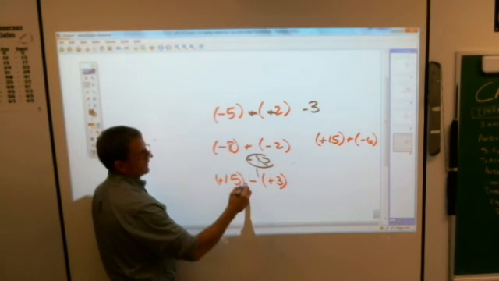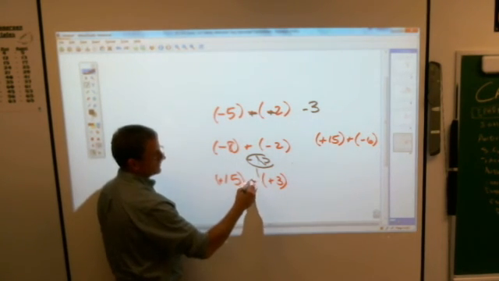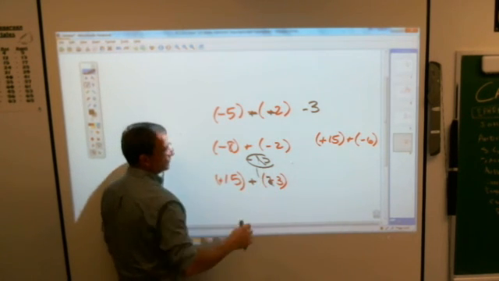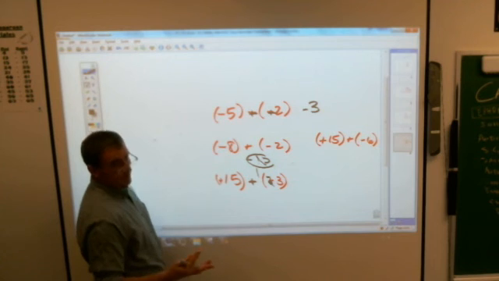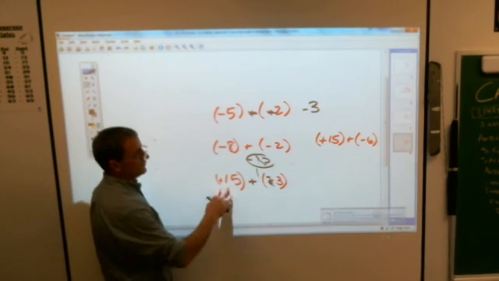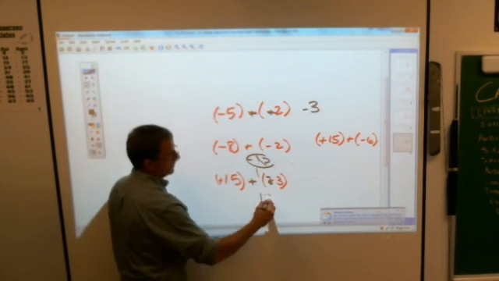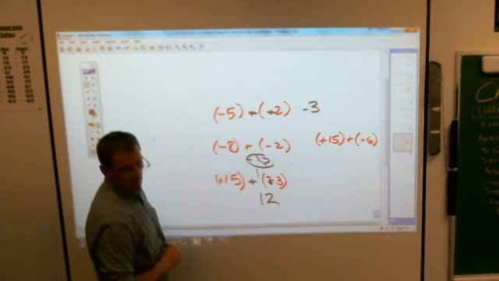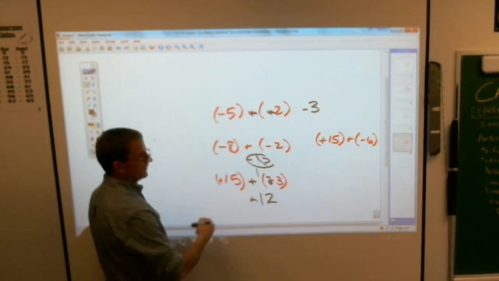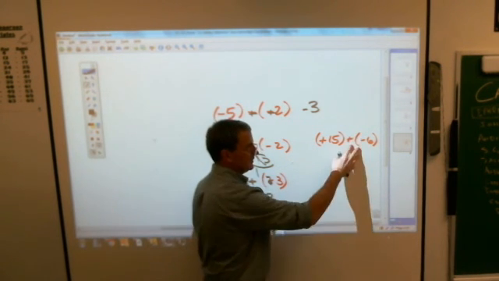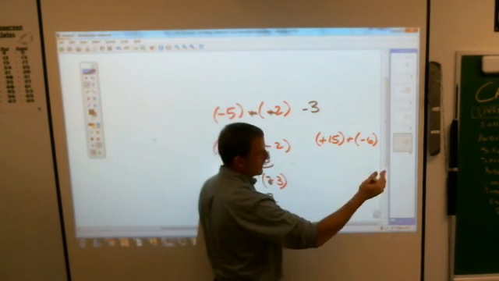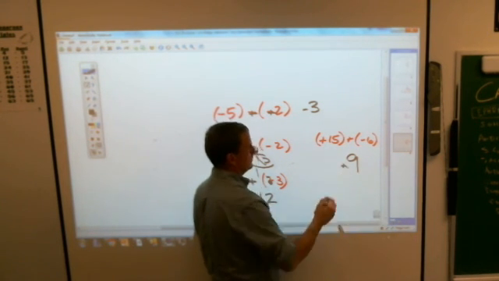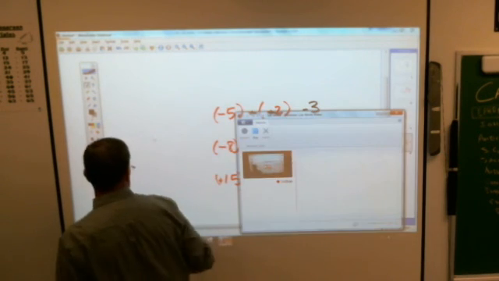Here it's subtracting, so I change it to positive, and I change this to negative. Positive 15 added to a negative 3, they're opposite signs, so you're going to subtract them. When you take 15 and subtract 3, you end up with 12. Is it going to be positive or negative? Positive, because there's more positives than negatives. Here again, it's already addition, they're opposite signs, so you're going to subtract. It's going to be positive or negative? Positive.